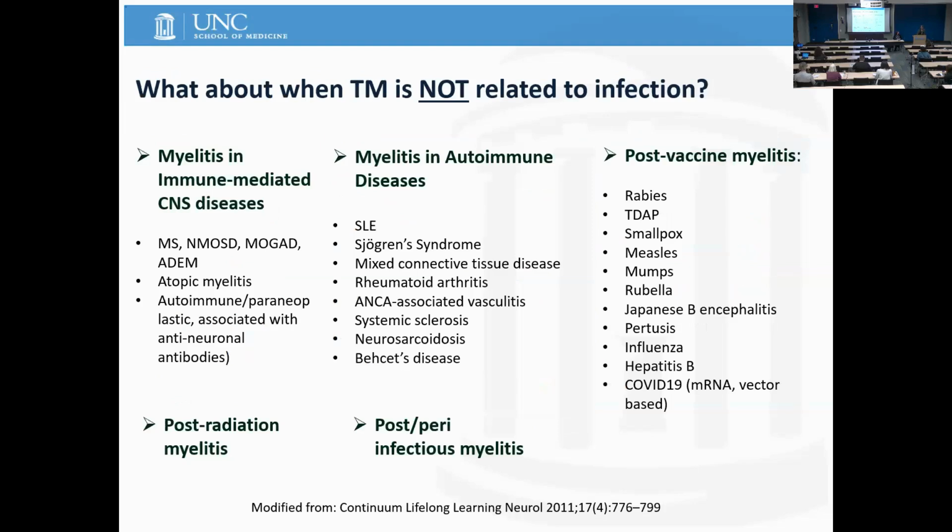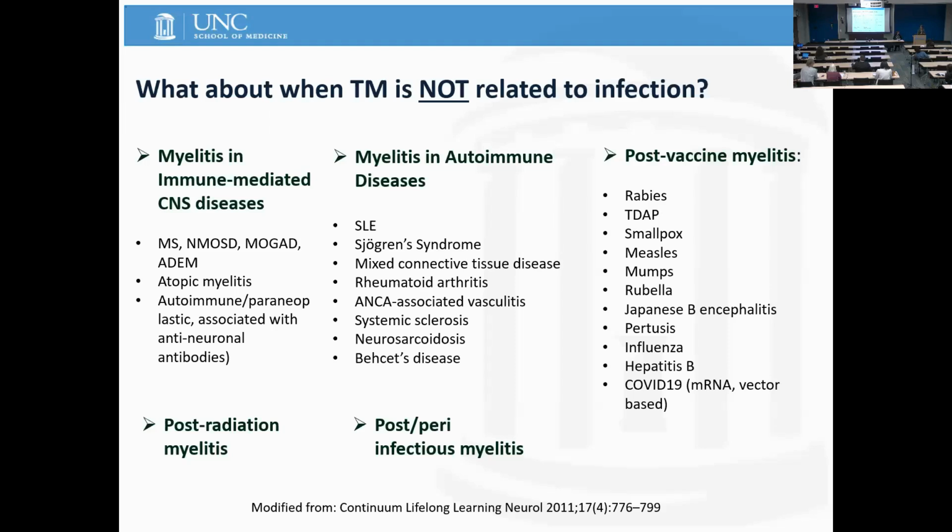So when it's not an infection, what is it? Again, I mentioned that transverse myelitis can be caused by autoimmune diseases. There are many, many different autoimmune diseases that can lead to this. So we heard about NMOSD and MOGAD. We also consider that MS is something that can cause transverse myelitis because it also causes inflammation of the spinal cord.